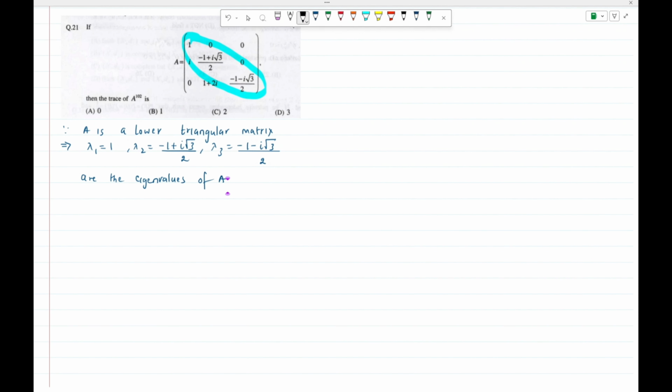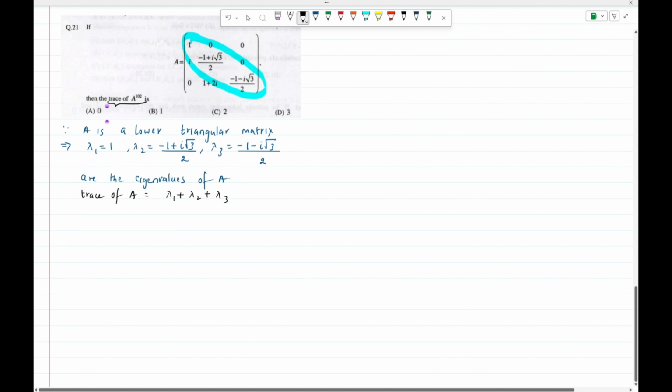Since we are interested in the trace, let me tell you that the trace of a matrix A is nothing but the sum of its eigenvalues. So in this case, since we have got the 3 eigenvalues to be lambda 1, lambda 2, lambda 3, trace of A will be lambda 1 plus lambda 2 plus lambda 3. And we are also going to apply the same result to find out the trace of A raised to 102. So for that, we will be needing the eigenvalues of A raised to 102. So for that, again, we will take help of a result.